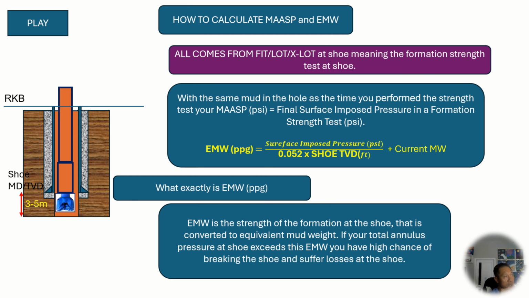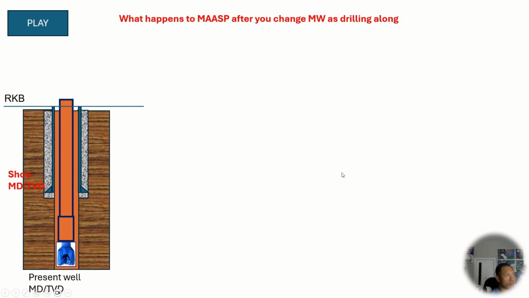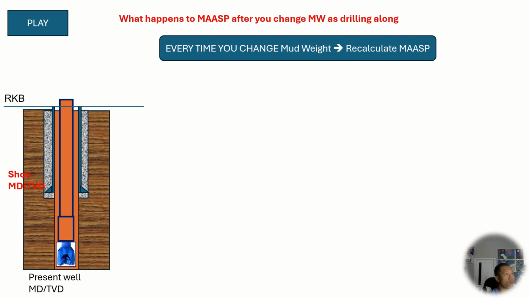So it equals the current mud weight in the hole plus the surface imposed pressure divided by 0.052 divided by shoe TVD. Very simple and straightforward. And along the course of the drilling, if you change mud weight, you need to recalculate the MAASP. That's the rule for all drillers. Don't forget to do so.